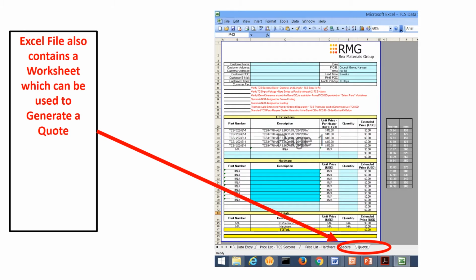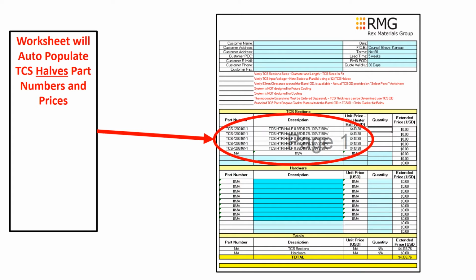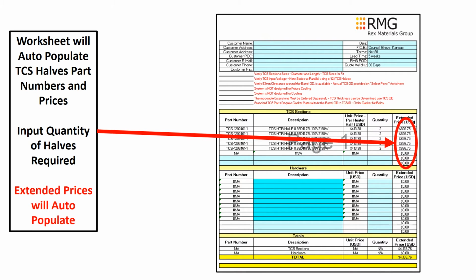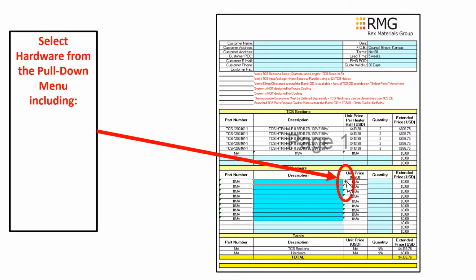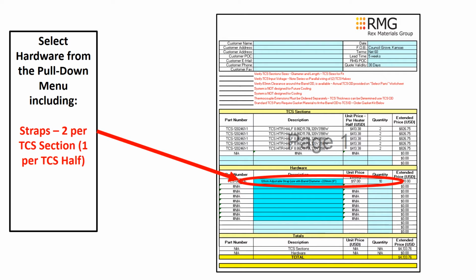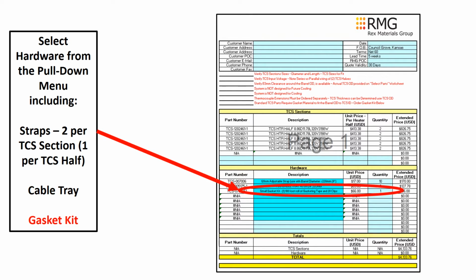The Excel spreadsheet also contains a worksheet that can be used to generate a quote on the tab called Quote. The only cells that need to be populated are those in blue. The worksheet will auto-populate the TCS halves part number and the prices from the data entry page. You'll need to input the half required, and notice that this is TCS halves and not full sections. And the extended prices will then auto-populate. The hardware is also available as pull-down menus. Here you'll be able to select straps, cable trays, and the gasket kit if required. The total will auto-populate as well.